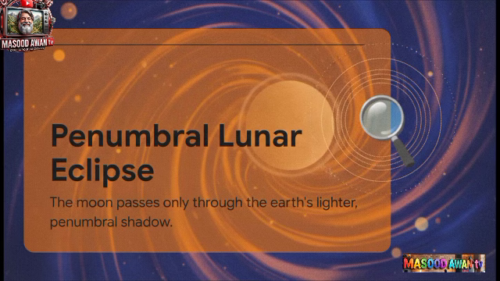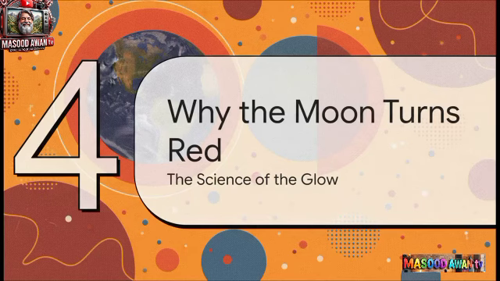And the final type is the penumbral lunar eclipse. In this scenario, the moon completely misses that dark umbra center and passes only through the Earth's lighter, outer penumbral shadow. Honestly, guys, this event is incredibly subtle. The moon will appear just slightly darker than normal. In fact, it's so slight that most people casually looking up at the sky wouldn't even notice it's happening at all.